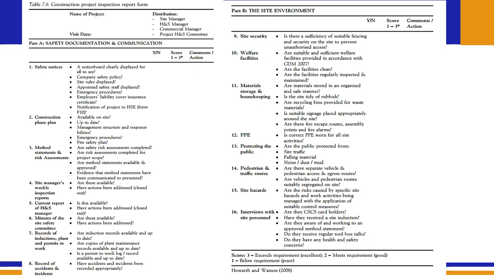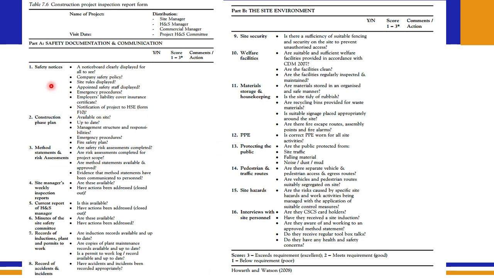So this is a sample work inspection report form that we use in a construction project. You can see here the name of the project and the visit date. Whenever the inspection team goes to the project, they will have a checklist like this. There are part A and part B, and they verify each and every aspect of the project in the form of a checklist.